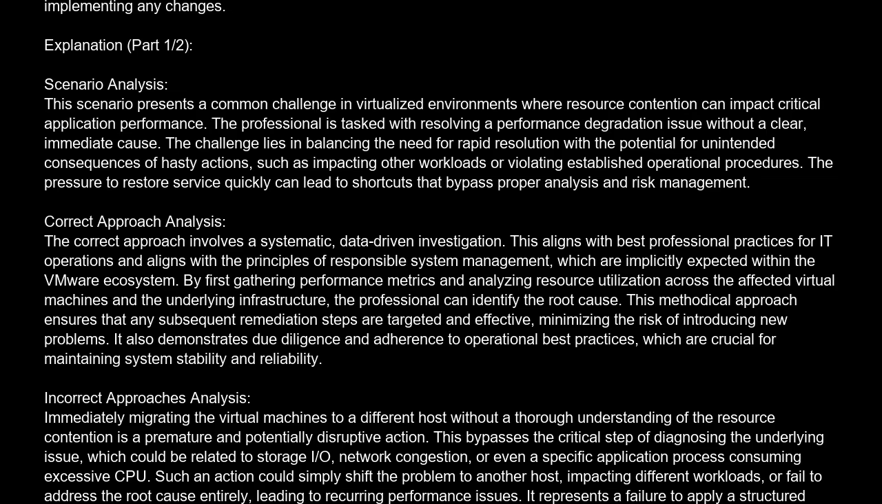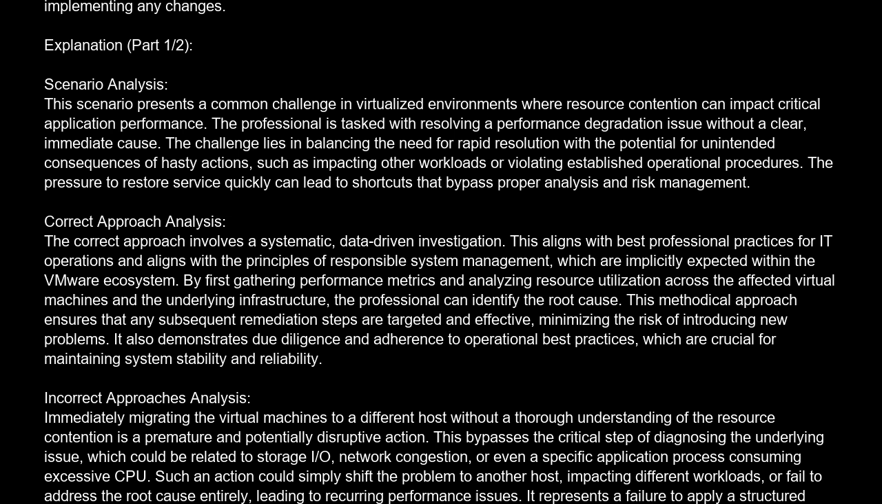The correct answer is C. Conduct a detailed performance analysis of the affected virtual machines and the underlying host infrastructure, correlating resource utilization metrics with application behavior to identify the root cause of the contention before implementing any changes.